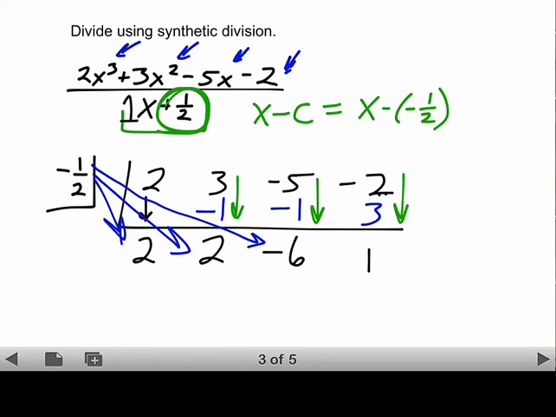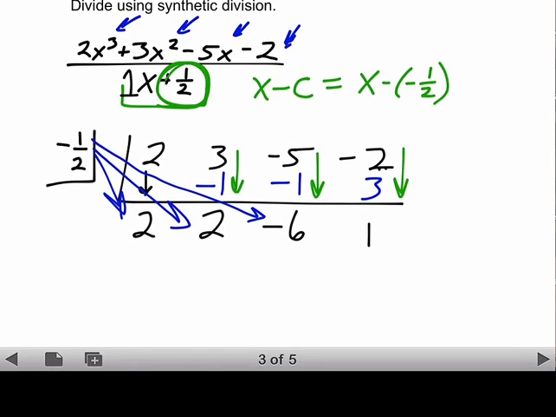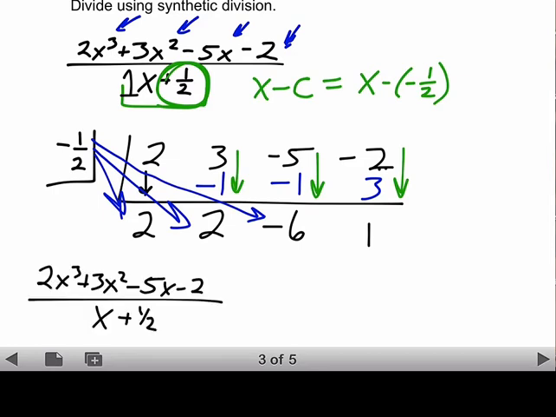We weren't asked for the quotient and remainder this time. We were asked to divide. So the answer is going to be that 2x cubed plus 3x squared minus 5x minus 2 divided by x plus 1/2 is equal to some sort of polynomial, I'm sure.